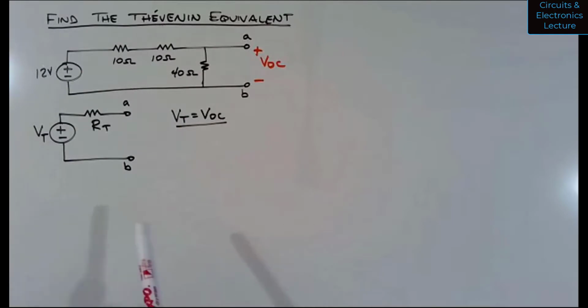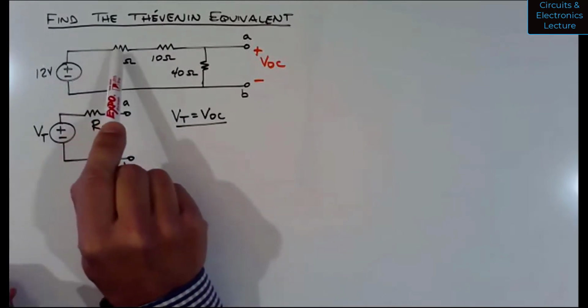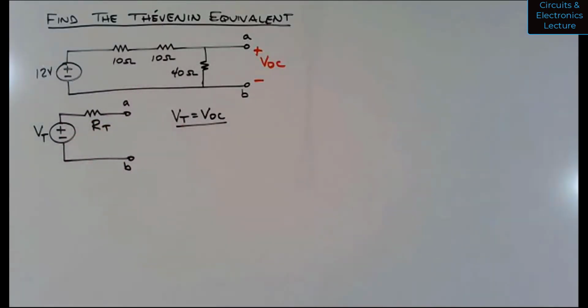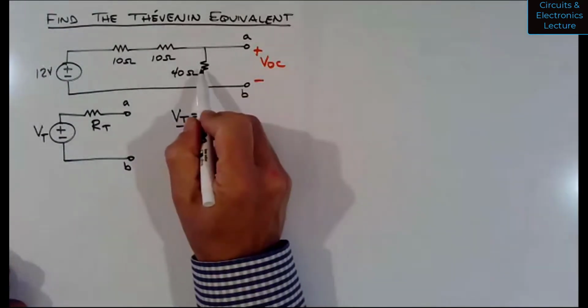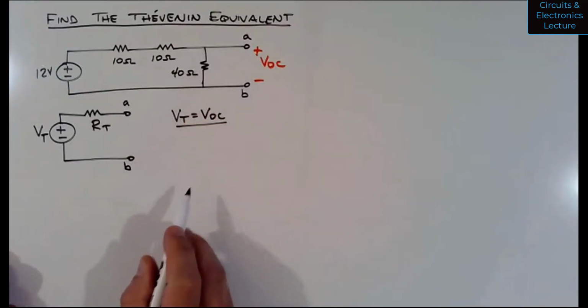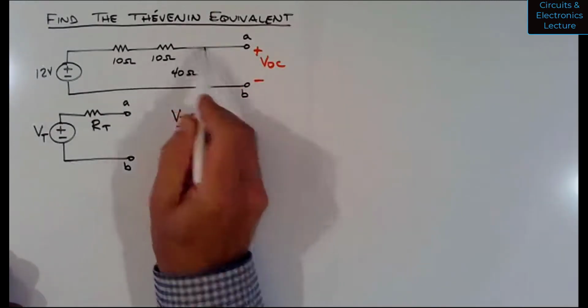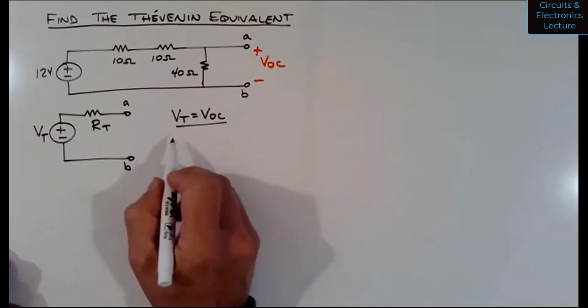So at this point, for this circuit, 10, 10, and 40 are in series. So I can use voltage division to solve for the voltage across the 40 ohm resistor. That's what VOC is. It's the voltage from this top node to this bottom node across the 40 ohm resistor.